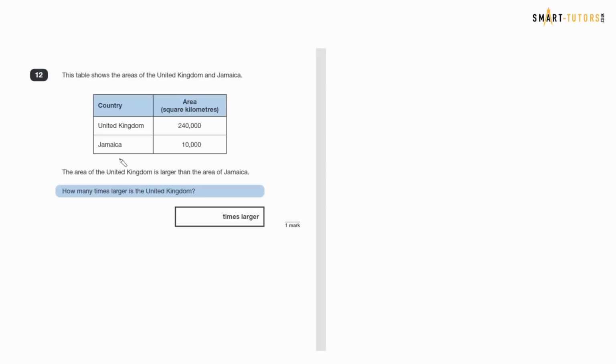Question number 12. This table shows the area of the United Kingdom and Jamaica. United Kingdom is 240,000, Jamaica is 10,000. The area of the United Kingdom is larger than the area of Jamaica. How many times larger is the United Kingdom? Okay, so you have to look carefully, and it says how many times larger. So you must divide, not minus. So 240,000 divided by 10,000, you just cut the zeros and you get 24 times larger. Very good. That's the answer.